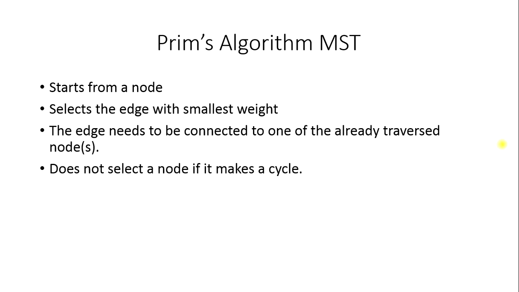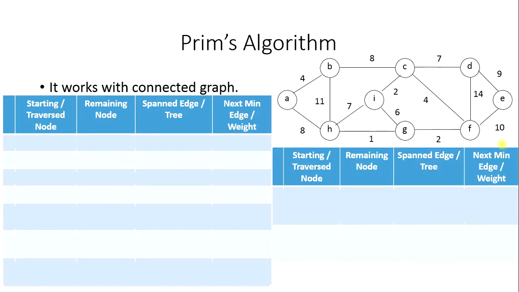What you need to be careful about is that you don't select an edge which makes a cycle, right? And we need to keep on going until all the nodes are traversed. Prim's algorithm only works for a connected graph. It does not work on a disconnected graph. So in this particular example, you can see a connected graph. Let's traverse that using Prim's algorithm.